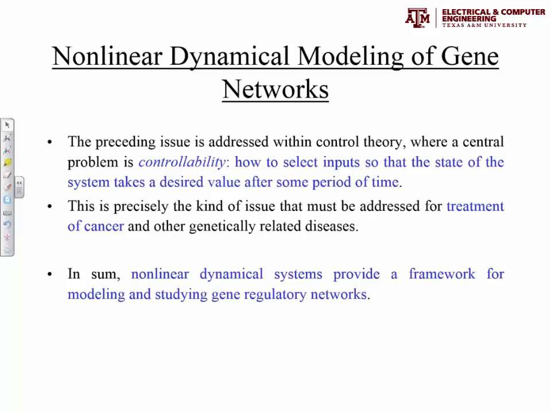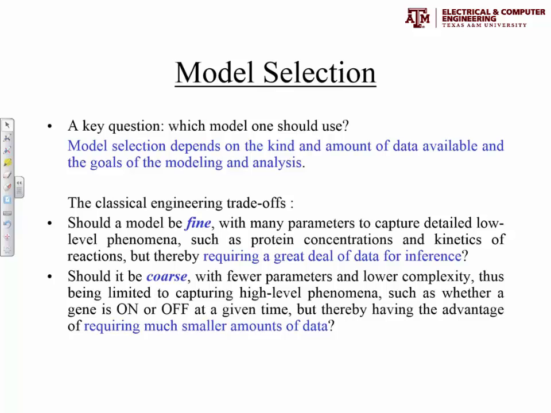So to summarize, nonlinear dynamical systems provide a framework for modeling and studying gene regulatory networks. Now, you're going to model a biological system using genetic regulatory networks. Then the question is, which model are you going to use? Model selection will depend on the kind and amount of data that is available and the goals of the modeling and analysis. And whenever you have to do any modeling, you have these classical engineering trade-offs. This has nothing to do with biology.